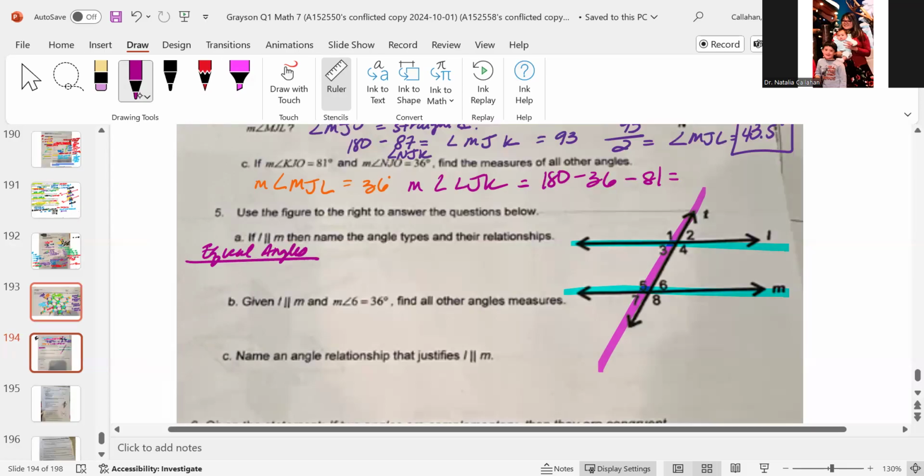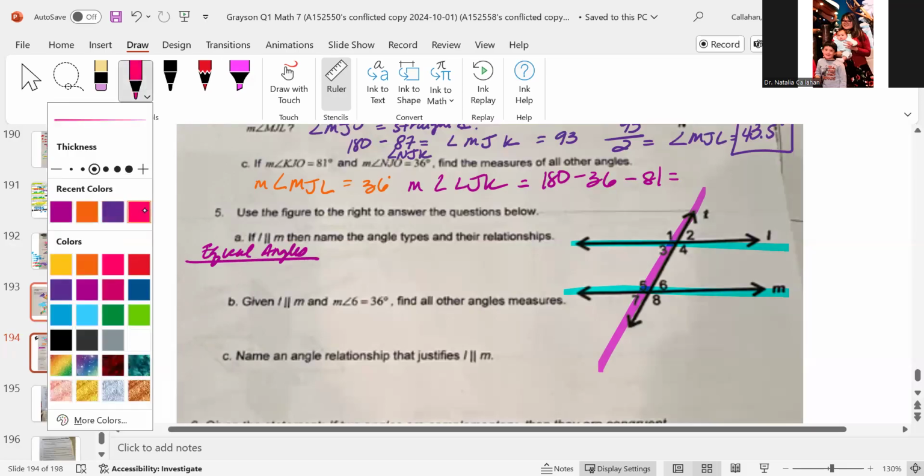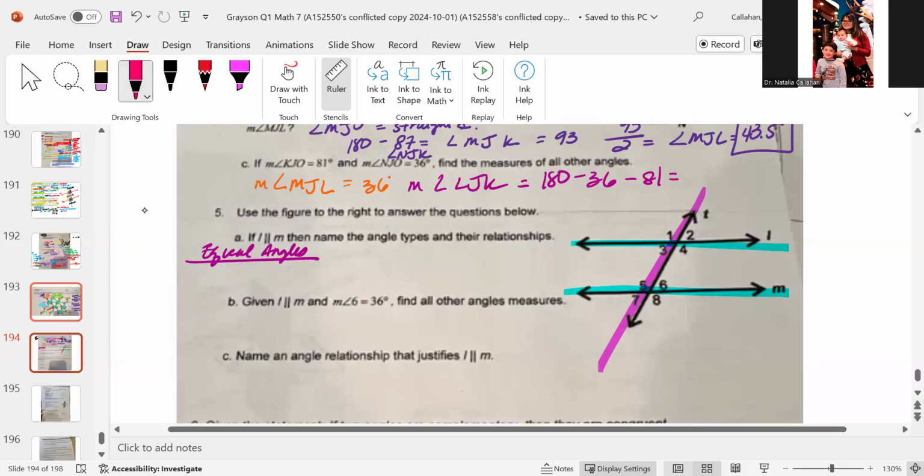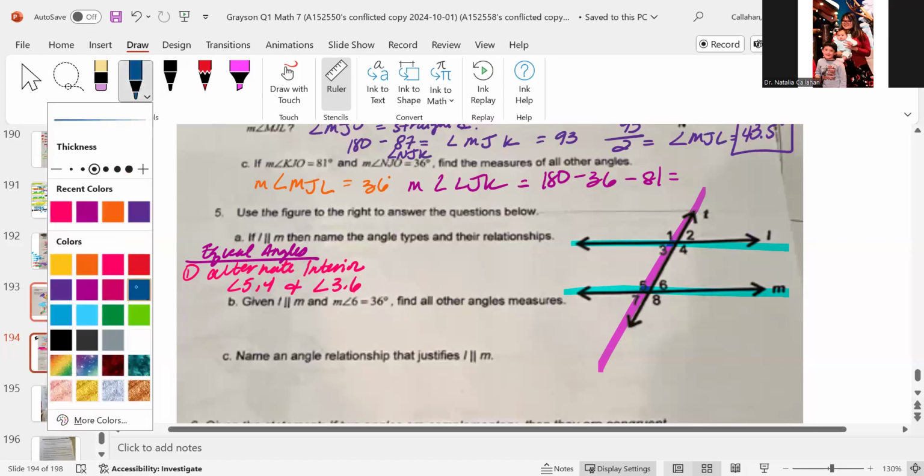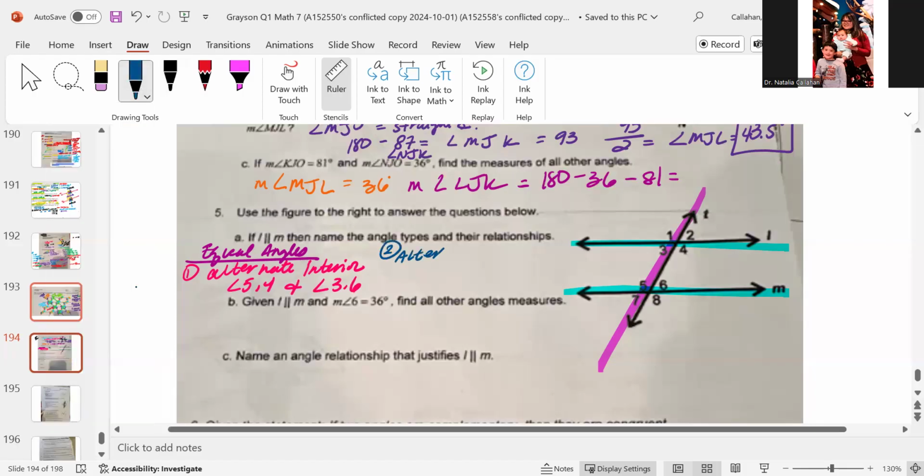What's the first one that we talked about? Go look at your notes. You should be able to do this one. You have all these in your notes. Interior. What kind of angles are those? That's one. What else? 3 and 6. Okay, number 2. What's another one? Alternate exterior. Write it down. Which ones are those? 2 and 7. Okay, what else? 8.